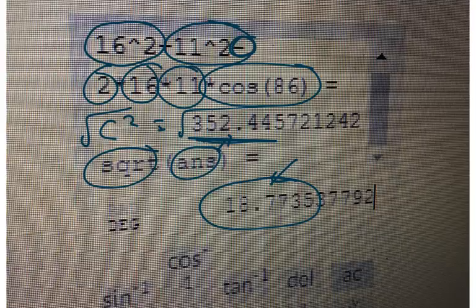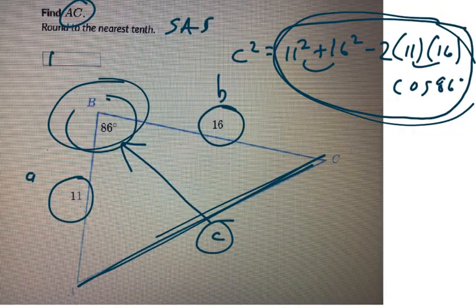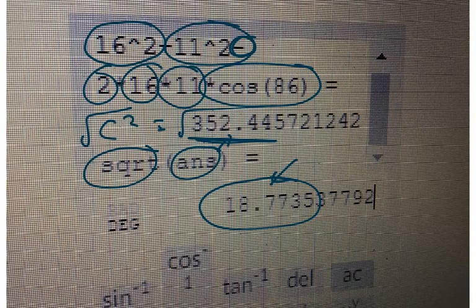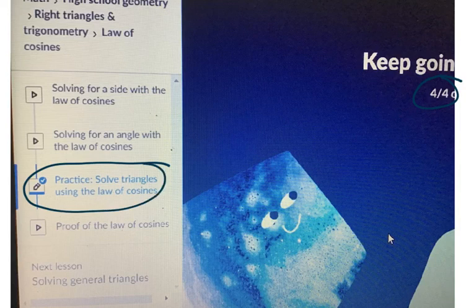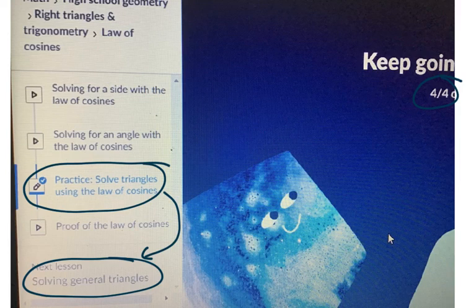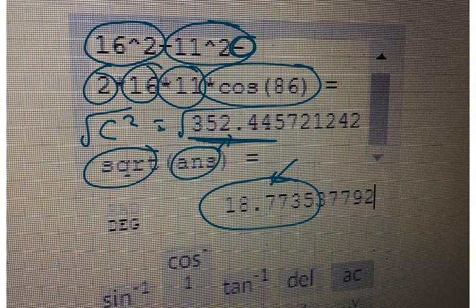Pause the video if you need to, guys. So I'm going to type in 18.8. Right? And I'm going to click check, and I'm going to get the right answer. All right? Pause the video again if you need to, guys. So, guys, that's how you do the law of cosines. As you can see, I did get 4 out of 4. That's what we did together. I'm now going to click on solving general triangles. Okay? And I move on from there.